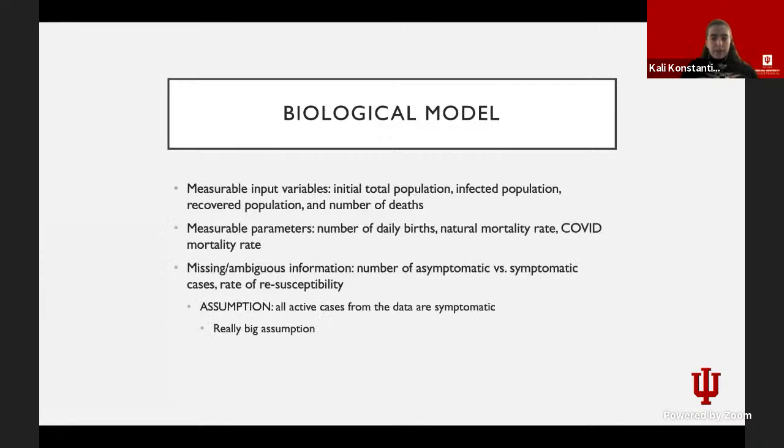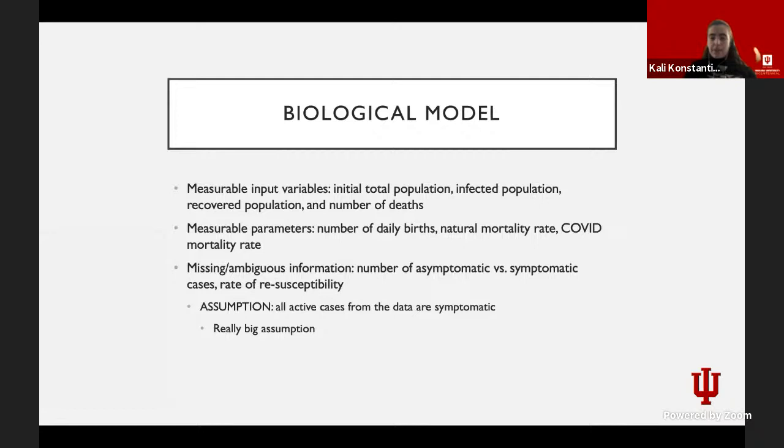So the measurable input variables are the total population, we know that. And then I got the data for the infected, recovered, and number of deaths from the data. The measurable parameters that you can find through external research are the number of daily births, the natural mortality rate, and the COVID mortality rate from the data. The missing, ambiguous information: we don't necessarily know the breakdown of all the infected individuals of the number of asymptomatic versus symptomatic cases, or the rate of becoming resusceptible. I just kind of made up that word. So the rate at which recovered individuals can become susceptible again.